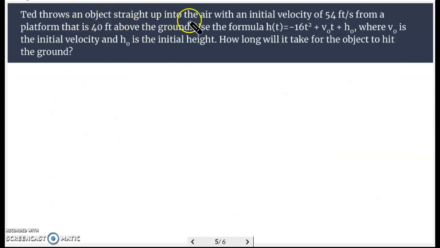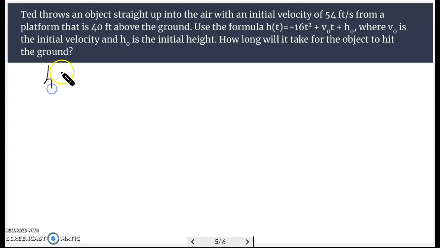Ted throws an object straight up in the air with an initial velocity of 54 feet per second from a platform that is 40 feet above the ground. He uses this formula: h of t is negative 16 t squared plus v sub 0 t plus h sub 0. V sub 0 is the initial velocity. H sub 0 is the initial height. How long will it take to hit the ground?